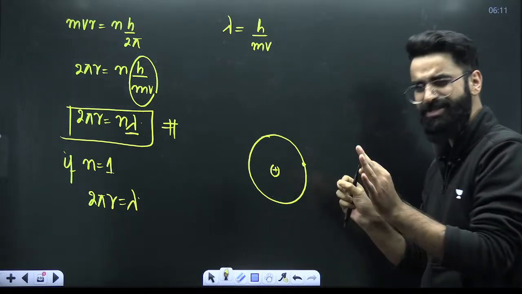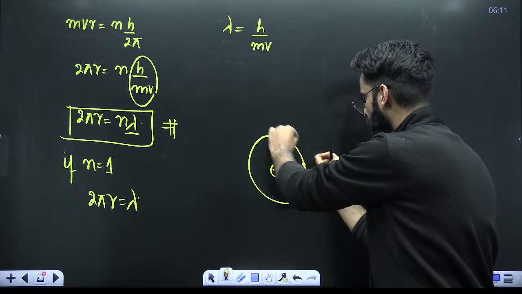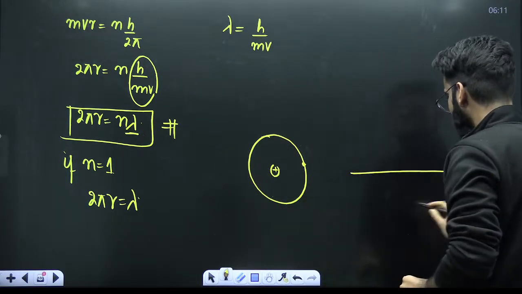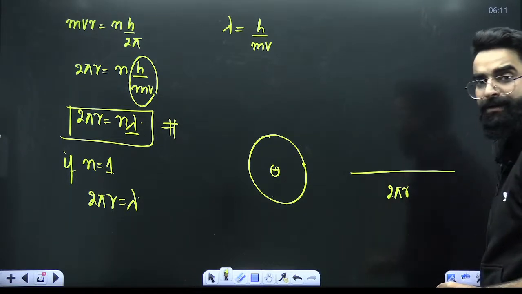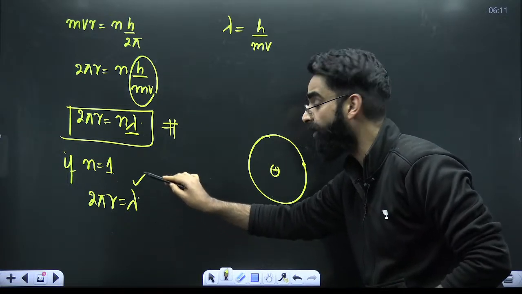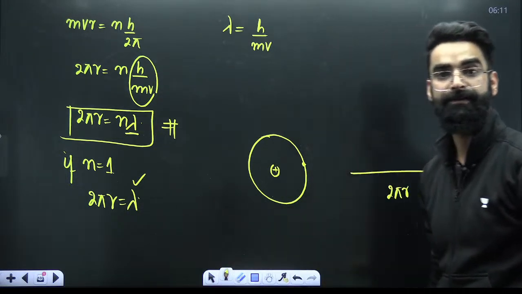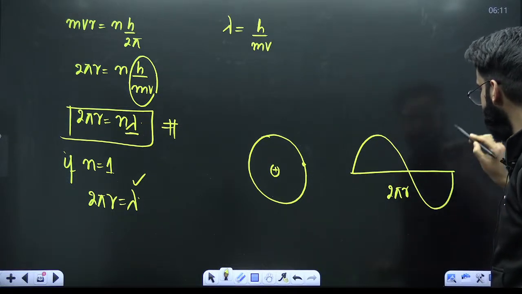Imagine it like this, just to make you understand. Imagine if you open this circle. It becomes a line. If I ask you, what is the length of this particular line? You'll say 2 pi r, right? How many lambdas did I get over here? I got 1 lambda. That means 1 wavelength. Perfect. That means over here, you are going to represent one wave like this.